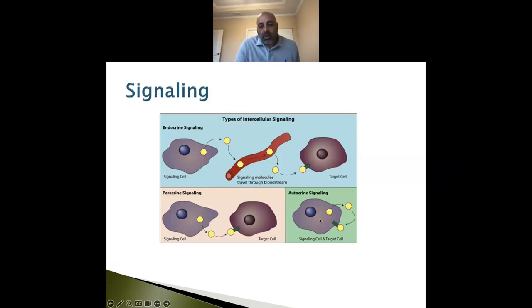Autocrine, this is on the cell itself. So it will target itself, possibly block an entry point, something like that, shut down protein receptors, depending on what's being secreted. So it would be like a negative feedback system or positive feedback system, even.